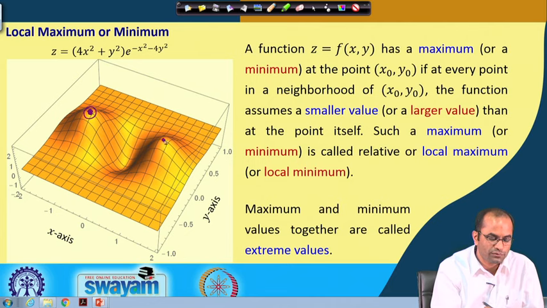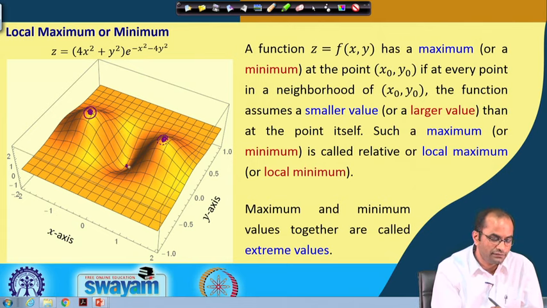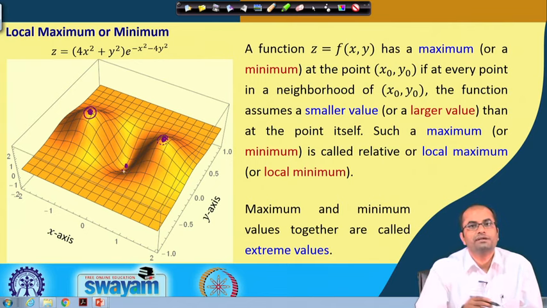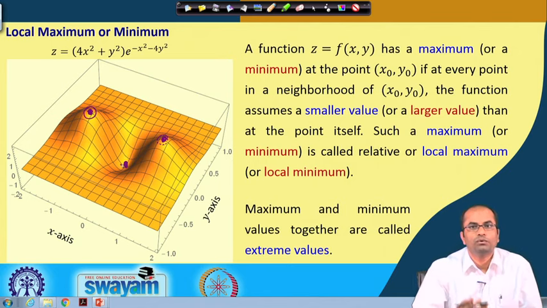Here also at this point the same situation is happening, that at all the points in the neighborhood of this point the function is taking smaller values. So here also there is a local maximum of this function. Similarly at this point here, but this is the other way around, that at all the points in the neighborhood the function is taking more values than the value of the function at this point itself. So this is a local minimum.